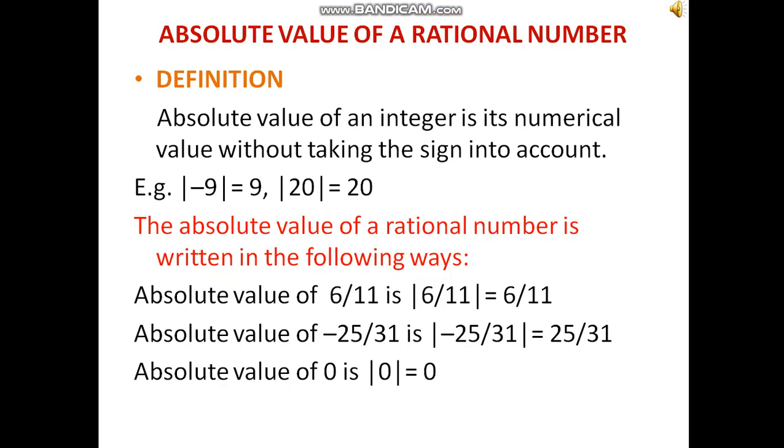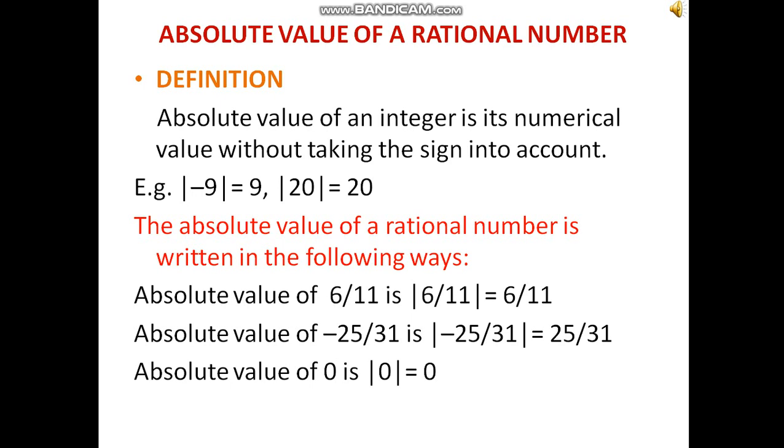Now the next topic is absolute value of a rational number. The definition of absolute value: the absolute value of an integer is its numerical value without taking the sign into account. That is, in the absolute value, the negative sign is converted into positive and a positive sign remains positive. Look at the example. Mod minus 9 is equal to 9, that is, minus 9 is converted into 9. Next, mod of 20 is equal to 20, that means positive sign remains positive.